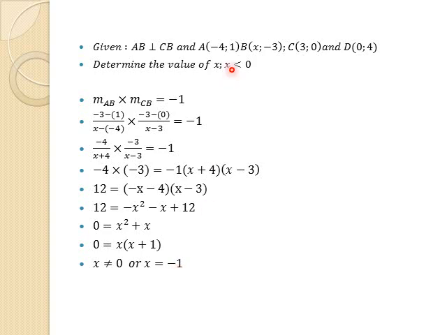Right, so in this case, x must be less than 0, so x equals negative 1, which is a value less than 0.